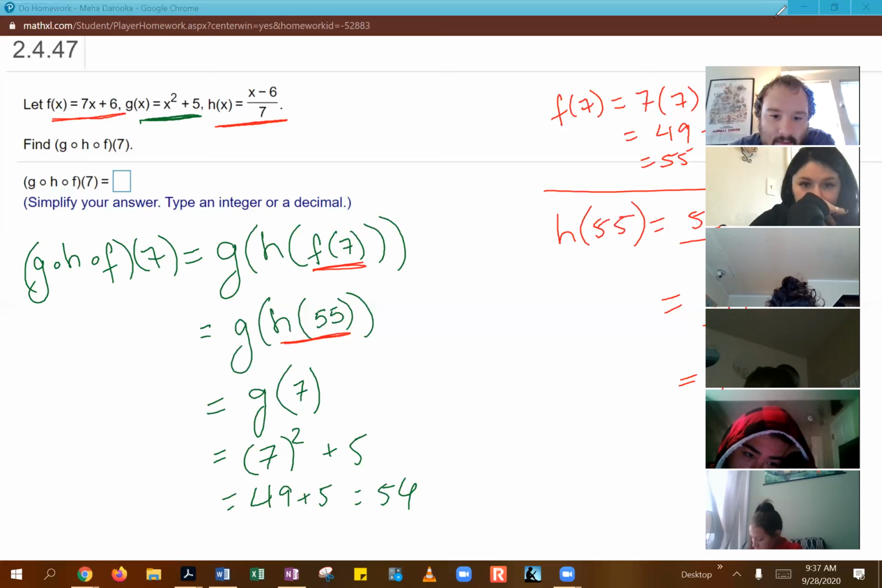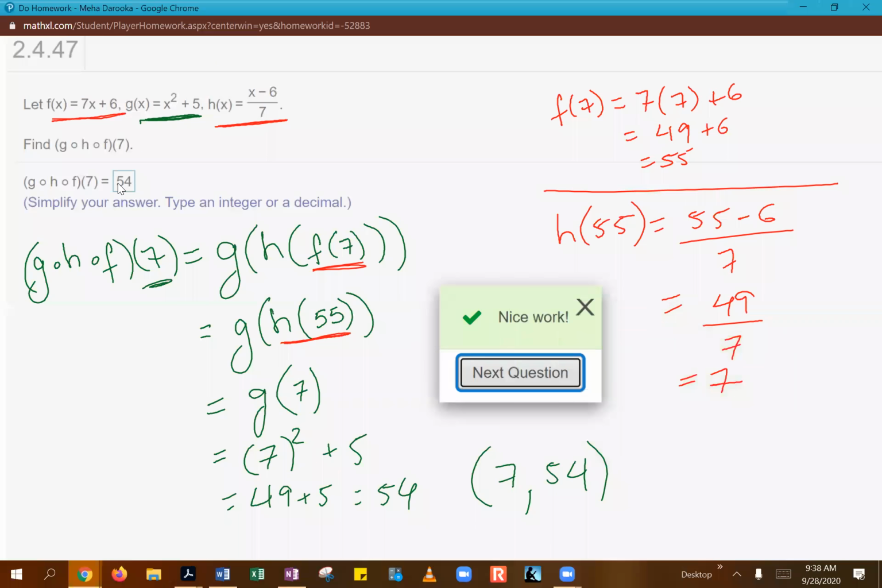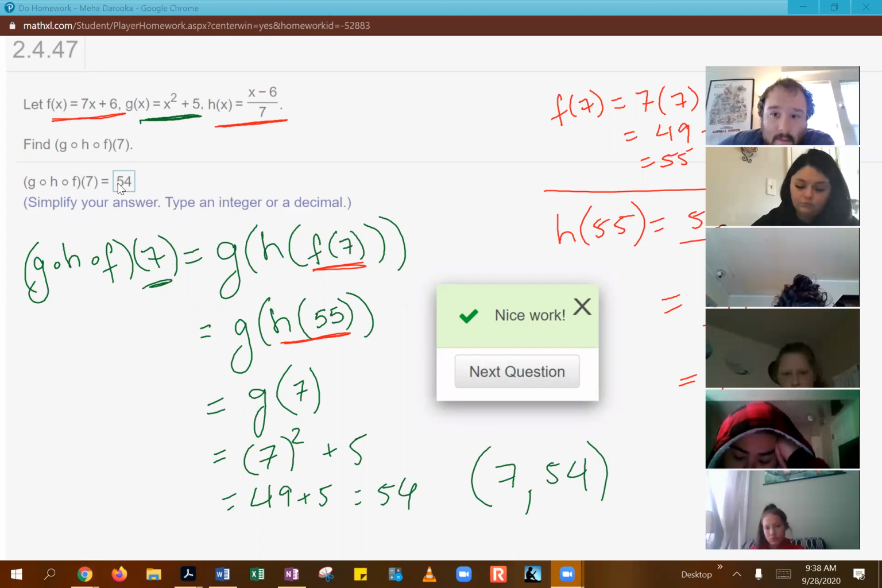So again, if you think about this ordered pair, we started out with 7 as the first number. By the time everything was said and done, you ended up with 54 as your final answer. So let's type that in again, 54. And there we go. Did anyone have questions on these 2 composition examples we just did?